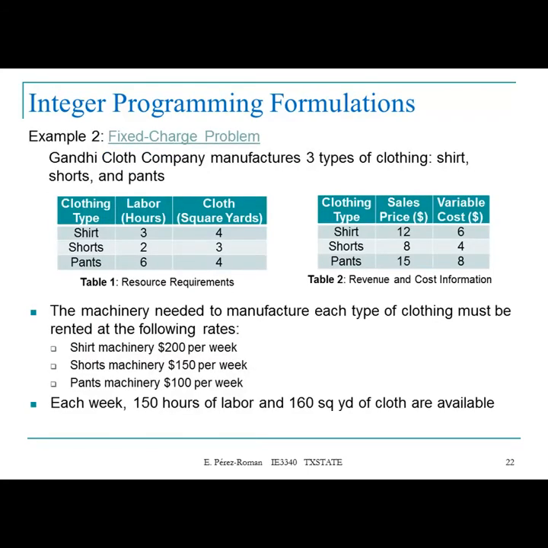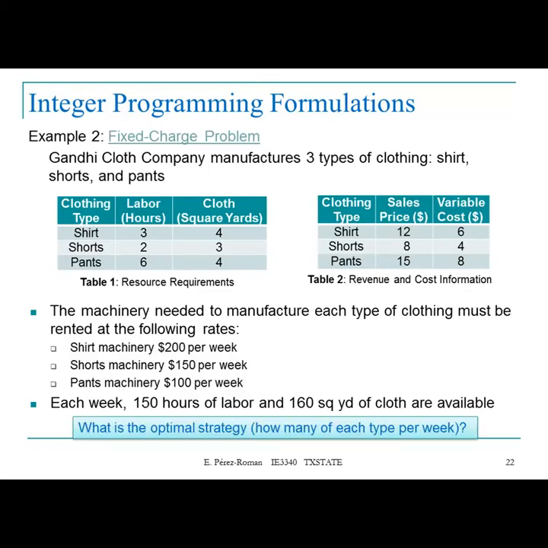Then we also talked about this problem. The main thing about this problem was that you had a rental cost to take into account, and you would only rent a particular machine if you needed to produce a particular product. So if you produce a shirt, then you needed to rent that machine to produce shirts. But if you were not going to produce those shirts, then you didn't need to buy or rent that particular machine.